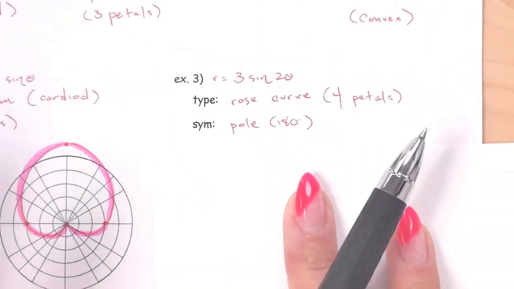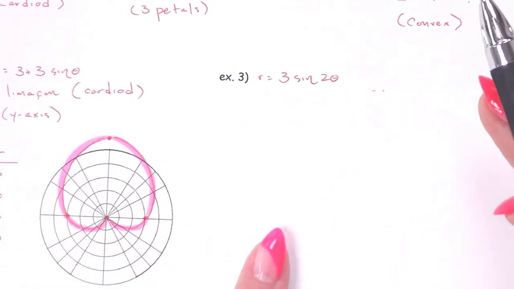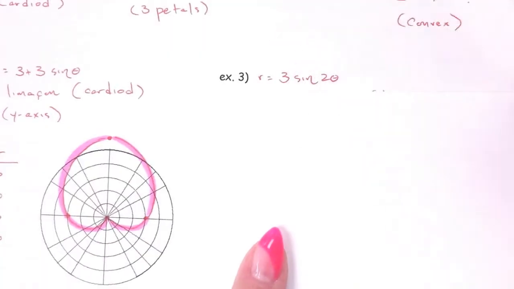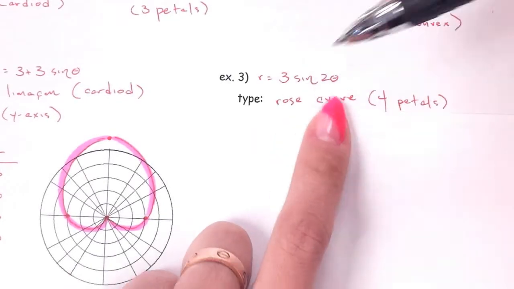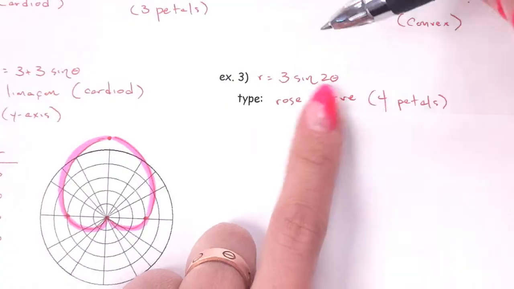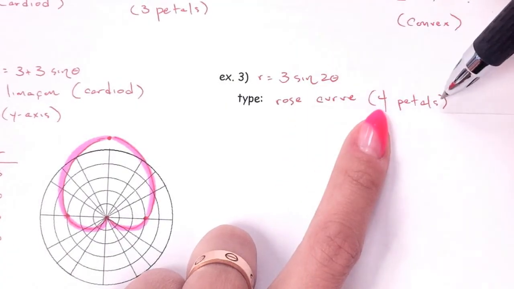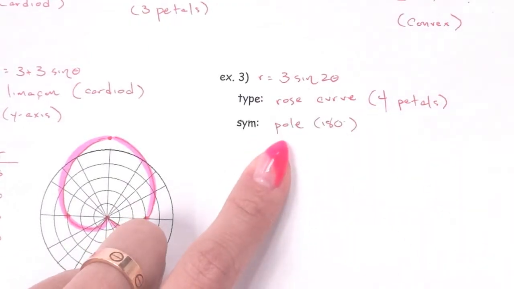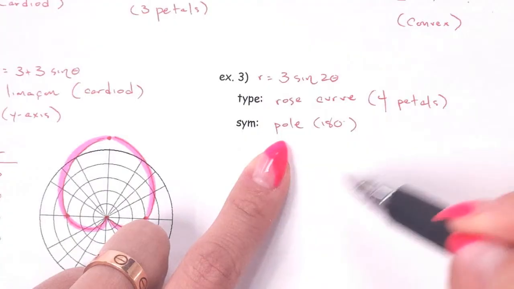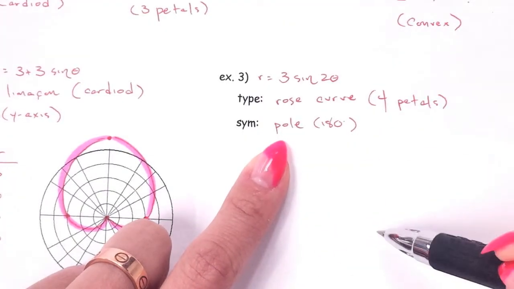All right, example 3. You have r equals 3 sine of 2 theta. Because of that 2 theta, it's not a circle. So we know that this has to be a rose curve. And it's a rose curve with 4 petals because 2 times 2 is even. So if it's even, you have to multiply by 2 and you get 4 petals. Okay, this is a sine graph. It's going to have symmetry around the center, around the pole. Okay, not an origin technically. So it's called a pole.